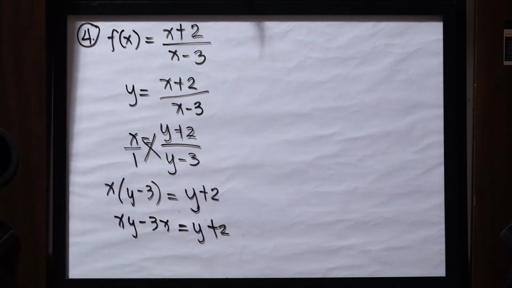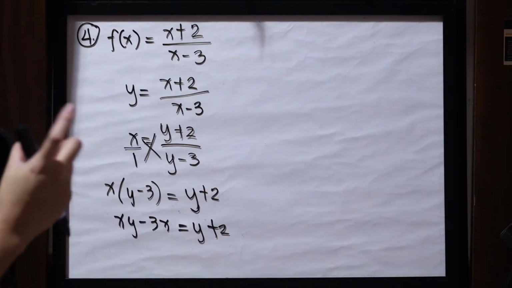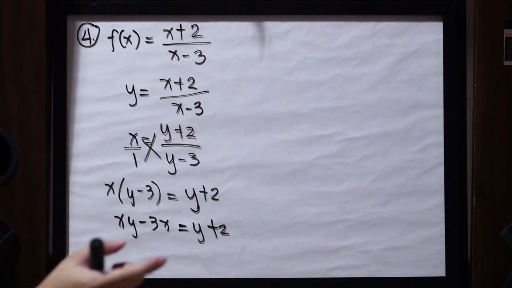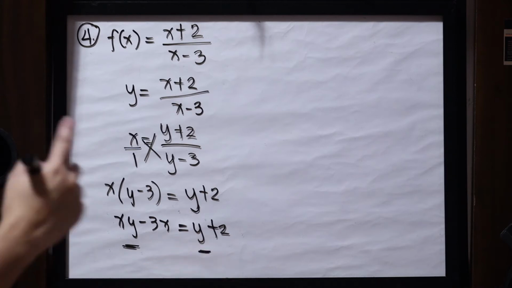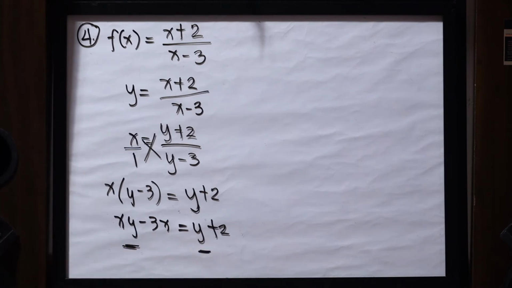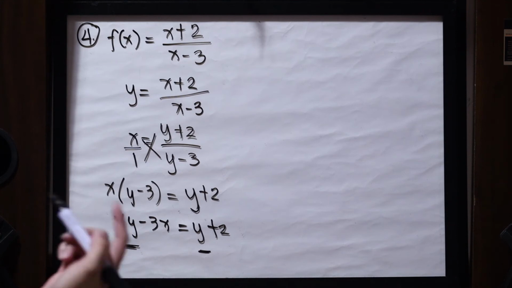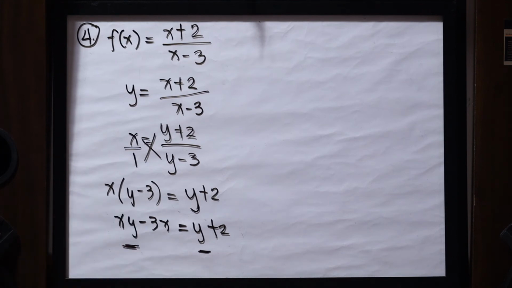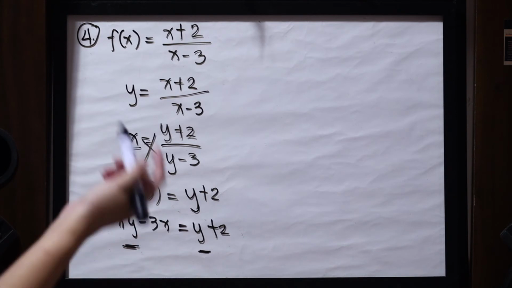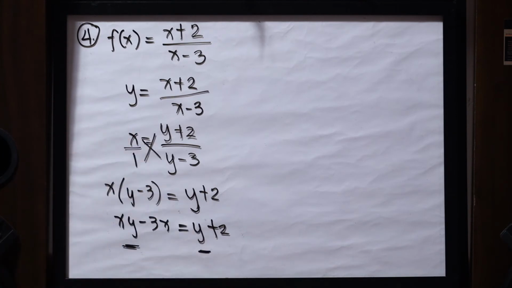Next is to put all the terms with y variable on one side of the equation. So, ibig sabihin po, yung xy at saka yung y, ilalagay nyo sa isang side ng equation. And the terms without y variable will be on the other side of the equation. Kayong bahala kung ano yung gusto nyong i-transpose dito. Basta kailangan, lahat ng may y variable is on one side of the equation and the rest of the terms without y variable will be on the other side of the equation.